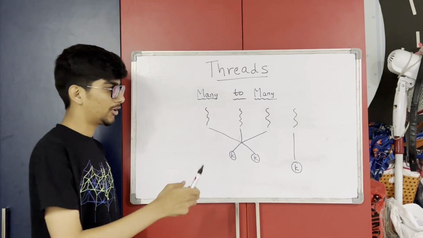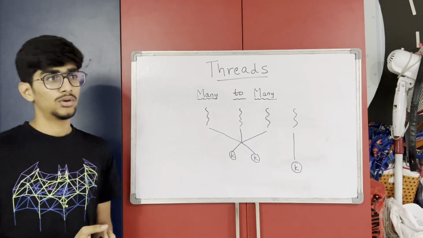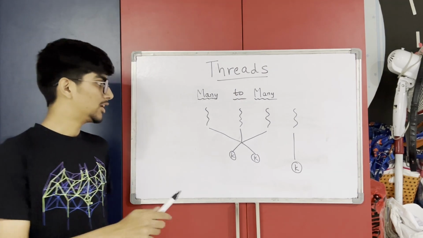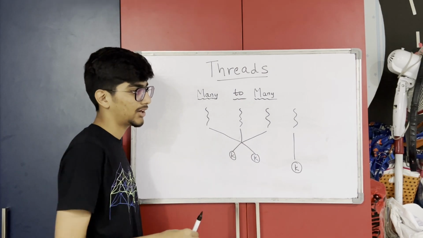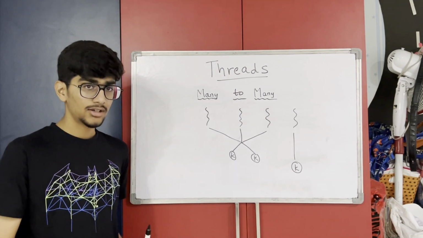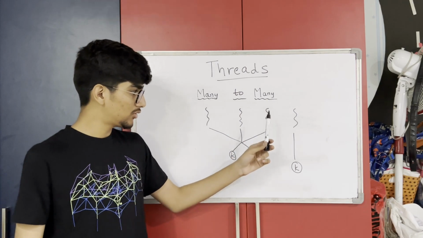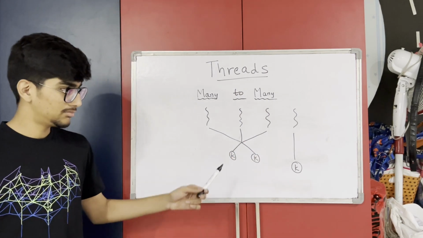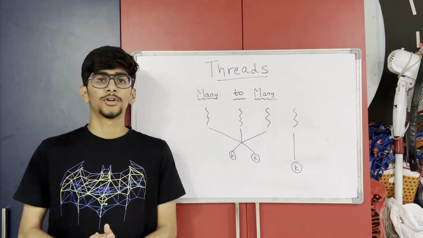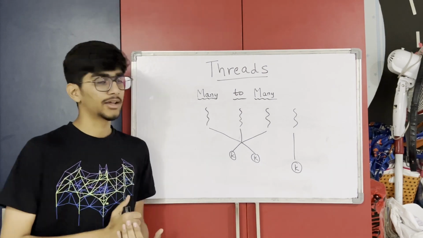In the many-to-many model, there is one minor variation of this model where multiple user threads can be connected to a less than or equal number of kernel threads, but a separate user thread is bound to one kernel thread only. So this model is known as the two-level model. That was the concept of threads and multi-threading processes.